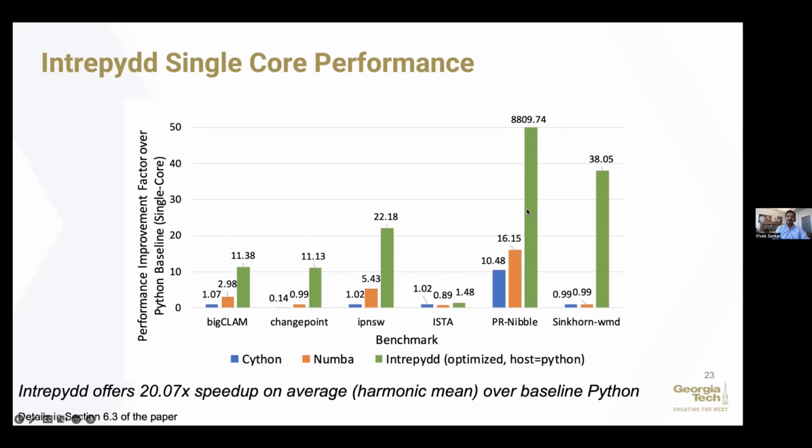On the other hand, in this PR Nibble example, it turned out they were doing some computation for which they did not find any Python libraries. So it was all Python code, which runs very slowly. And our code generation made it run nearly 4 orders of magnitude faster. In general, the harmonic mean is a factor of 20 for these benchmarks.